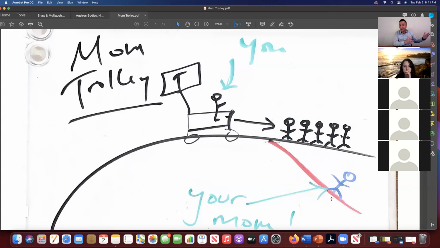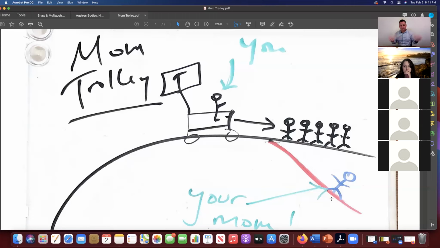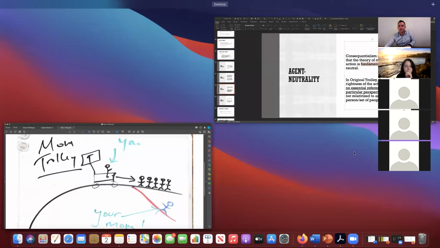So either dig in your heels or somehow try to validate the intuition that's elicited from the mom trolley case. That way it's either permitted or obligatory to save one's mom within the context of developing a fundamental agent neutral consequentialist theory. That'd be the strategy, or at least another strategy. That's two of maybe a half dozen possibilities, but at least it gives you a sense of what could be said.